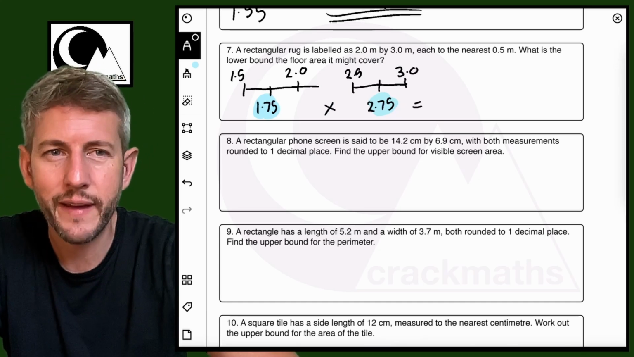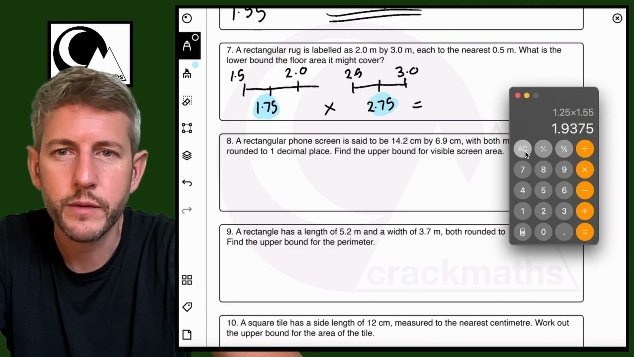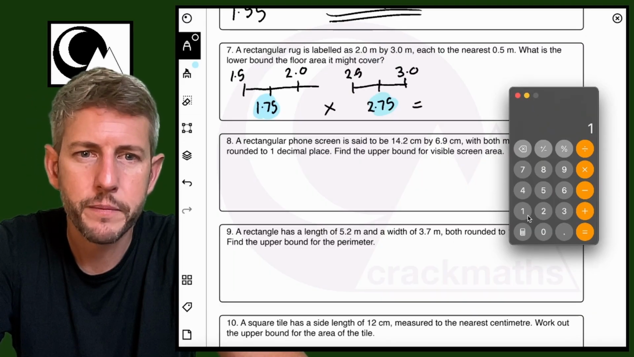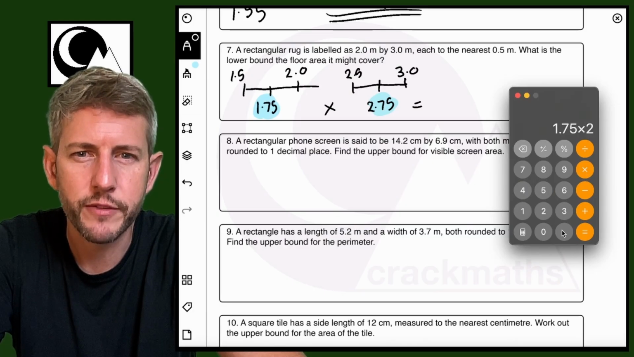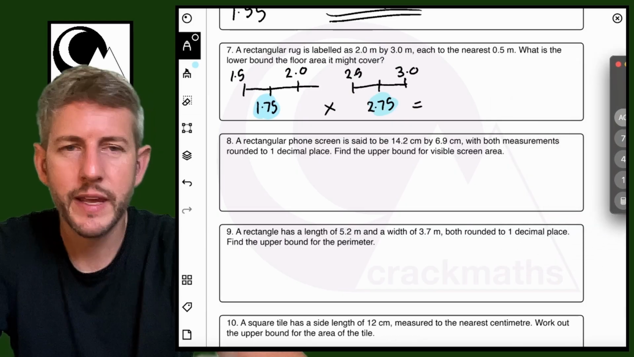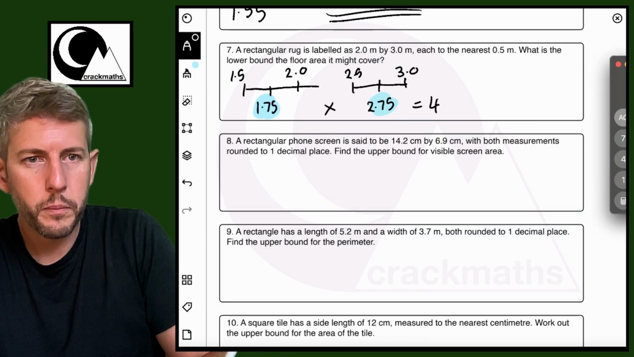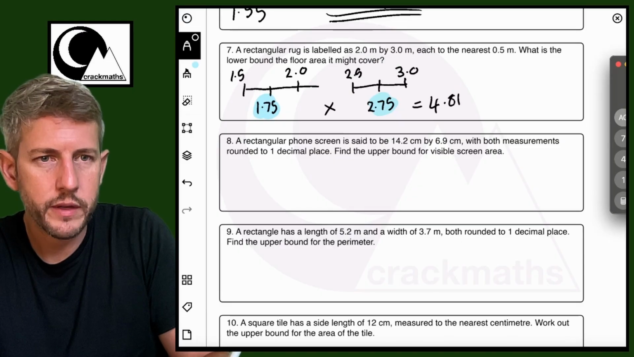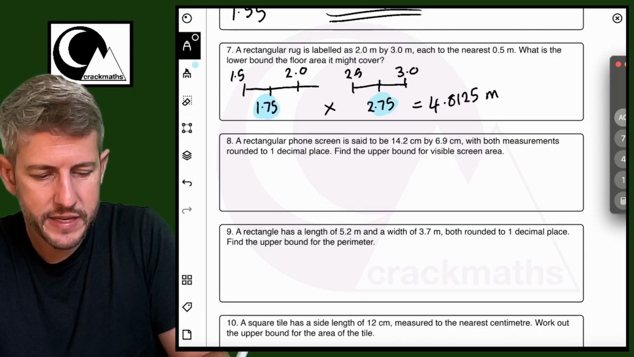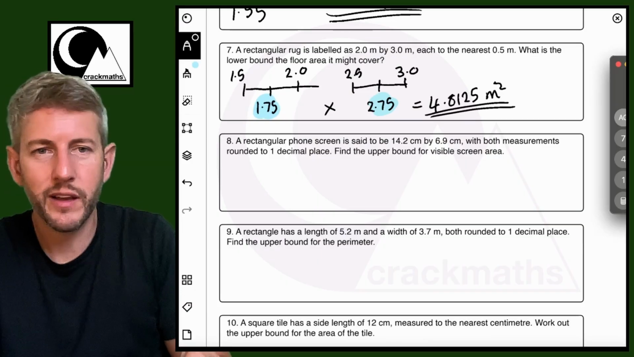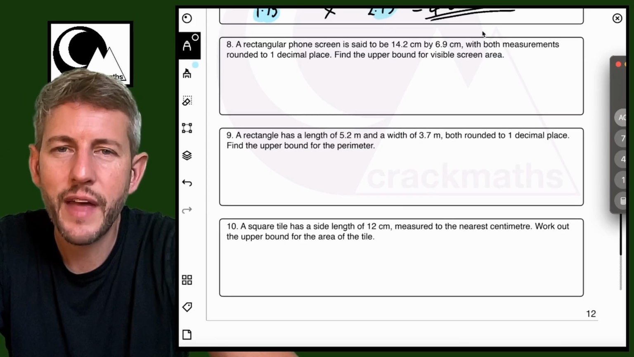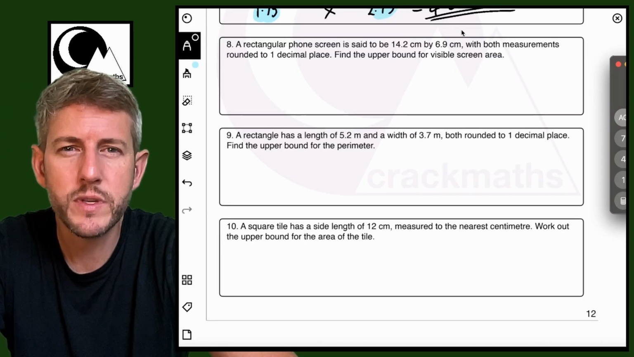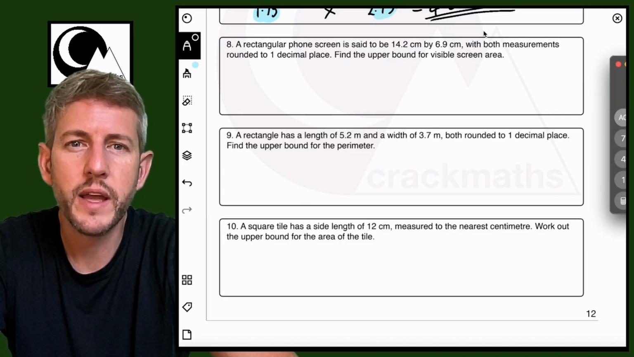So let's whip out the calculator for that. Here we go. We've got 1.75 multiplied by 2.75. Okay, here we go. So that is 4.8125 meters squared as our lower bound. Nice. Okay, question 8.